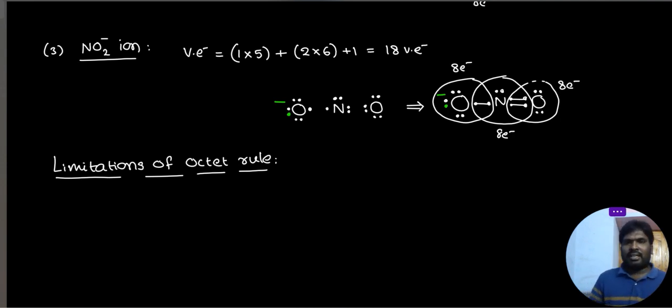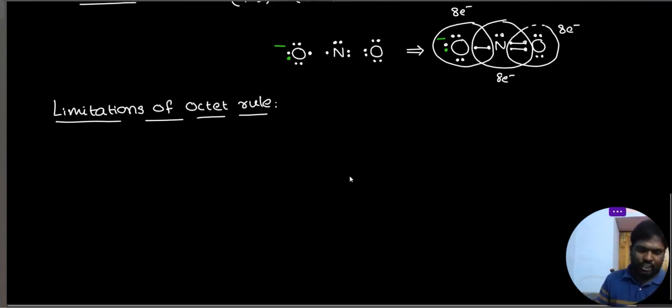There are particularly 3 types of exceptions to the octet rule. Simply, they are not obeying the octet rule. I am explaining these 3 exceptions. These 3 models are not obeying the octet rule, even though they are stable. That's why these are limitations. Exceptions are limitations. Understood? Generally they are stable, but they are not obeying the octet rule. Clear? So now, first one.